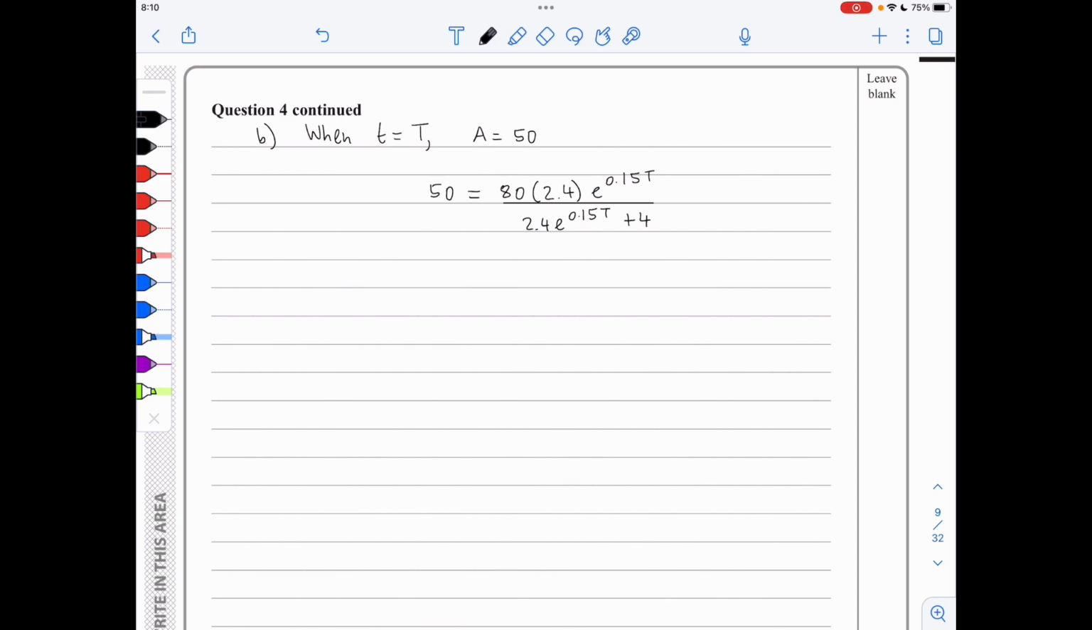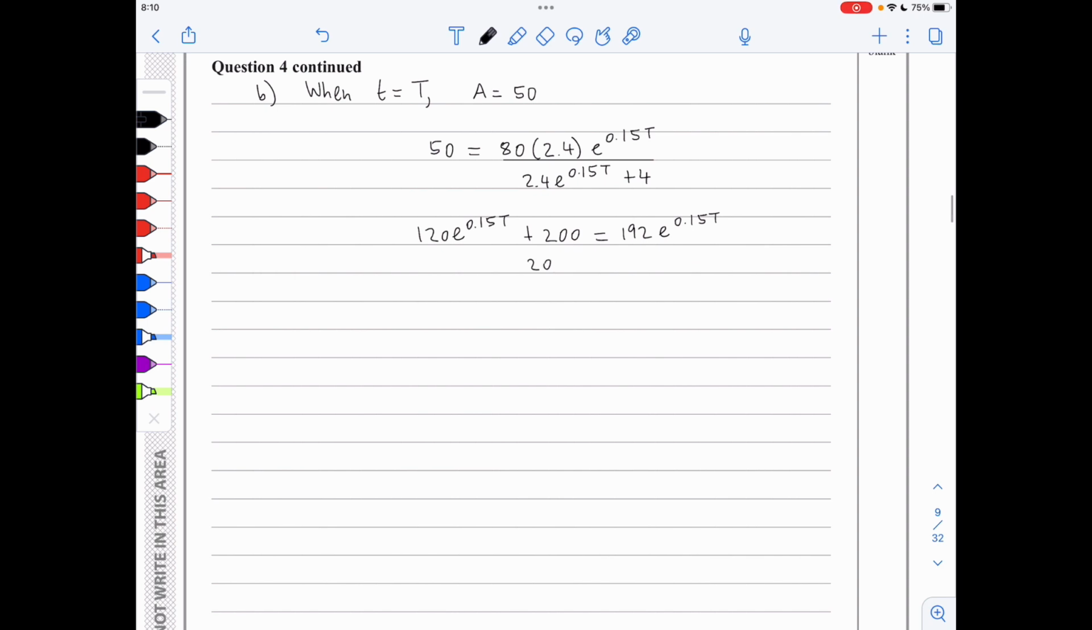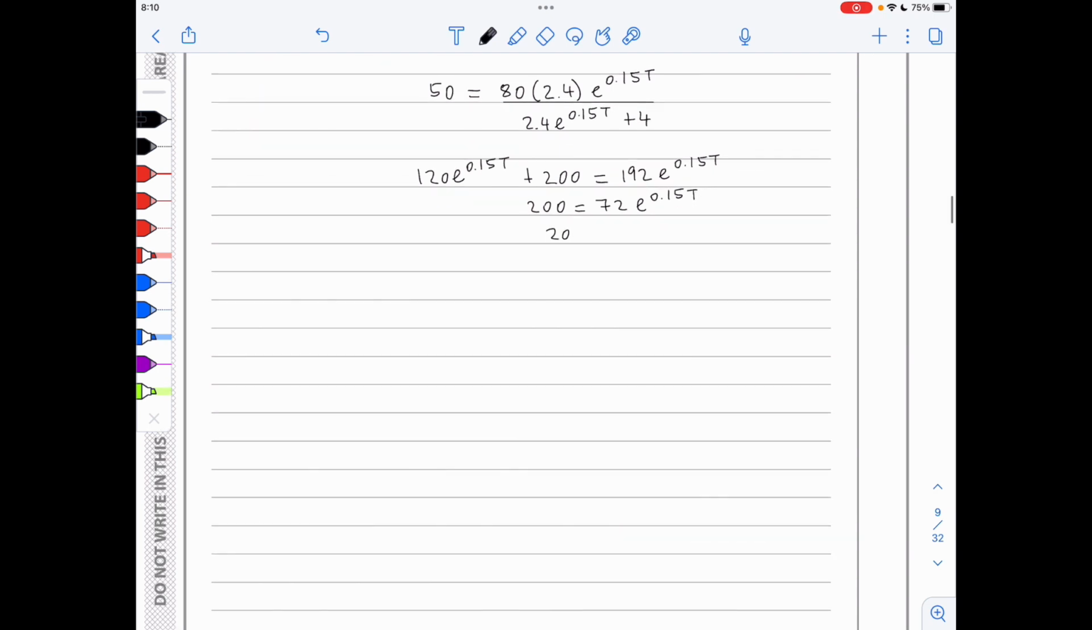I will cross multiply to get 120 e to the 0.15 T plus 200 is equal to 192 e to the 0.15 T. Now this leads to 200 being equal to 72 e to the 0.15 T. So 200 over 72 is equal to e to the 0.15 T. I can get rid of the e by taking a ln of both sides. So ln of 200 over 72 is equal to 0.15 capital T. So 1 over 0.15 ln of 200 over 72 is equal to capital T. And this gives an answer of 6.8 days.